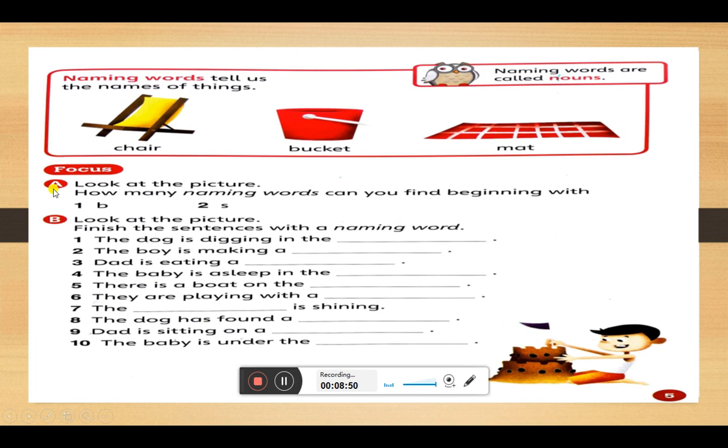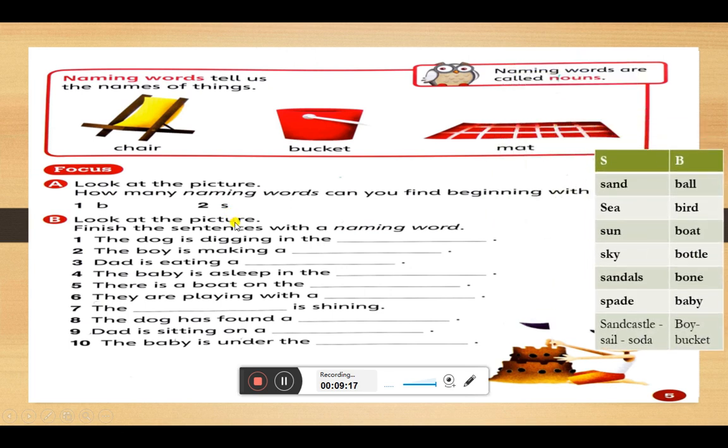Okay, let's start the exercise and let's begin with the focus exercise. In the focus exercise letter A, we need to read the instructions first. Look at the picture. How many naming words can you find beginning with letter B? And how many naming words can you find beginning with letter S?